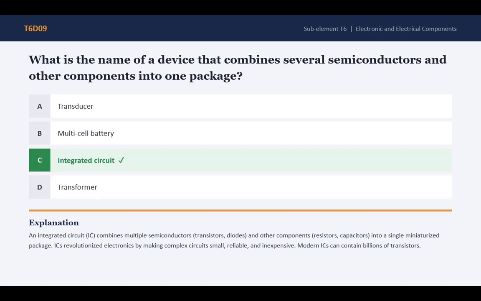What is the name of a device that combines several semiconductors and other components into one package? C. Integrated circuit. An integrated circuit, or IC, combines multiple semiconductors, transistors and diodes, and other components, resistors and capacitors, into a single miniaturized package. ICs revolutionized electronics by making complex circuits small, reliable, and inexpensive. Modern ICs can contain billions of transistors.